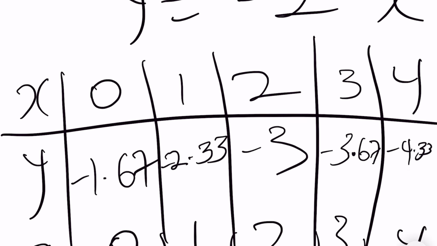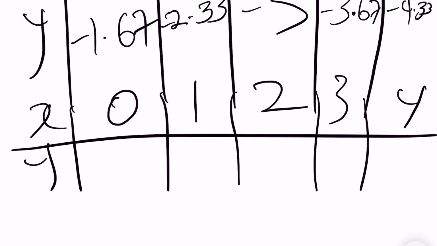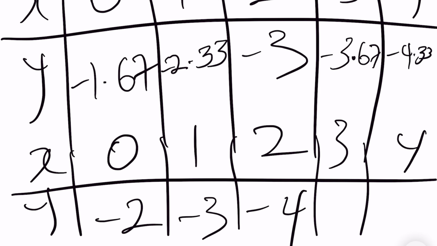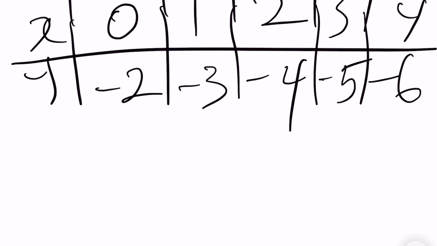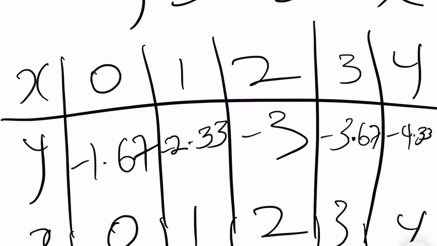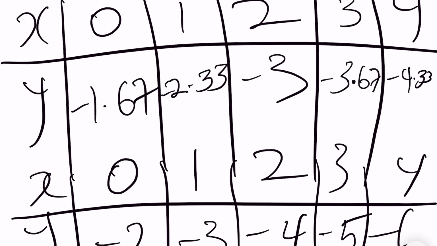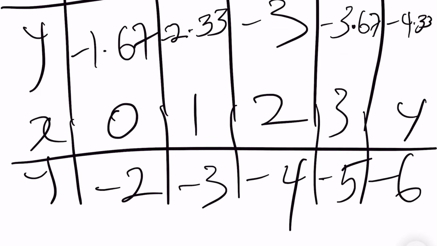We have -2 minus x. -2 minus 0 is -2. -2 minus 1 is -3. -2 minus 2 is -4, -2 minus 3 is -5, and -2 minus 4 is -6. So we draw our graph. For y, we have it to be minus 6, and for the positive, we have no positive number.